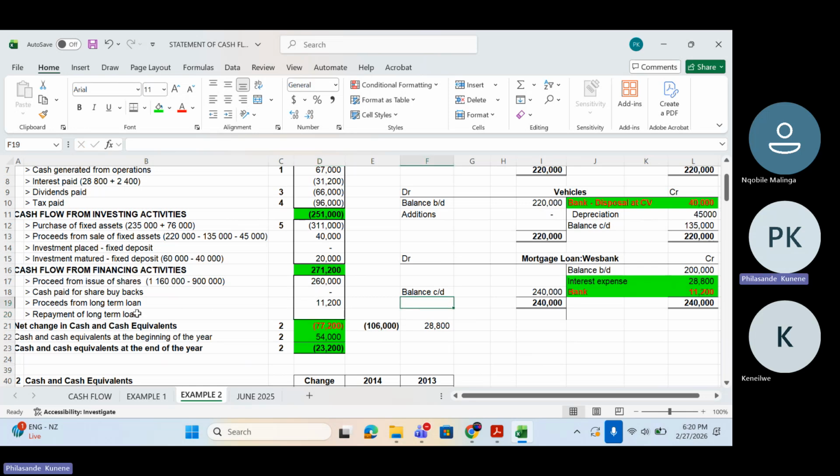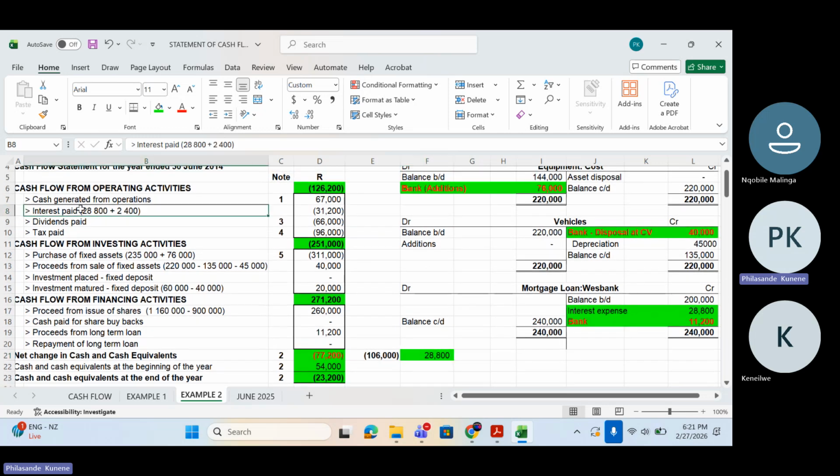Does that make sense? Repayment of long-term loan, that is going to be 0 because we did not pay the loan, but instead we borrowed more money, which is 11,200. Now look, our cash flow is not balancing now. Our cash flow is not balancing now with how much? 28,800 is out. Remember, when we go to our cash flow from financing activities, we said we have an interest paid there of 28,800.